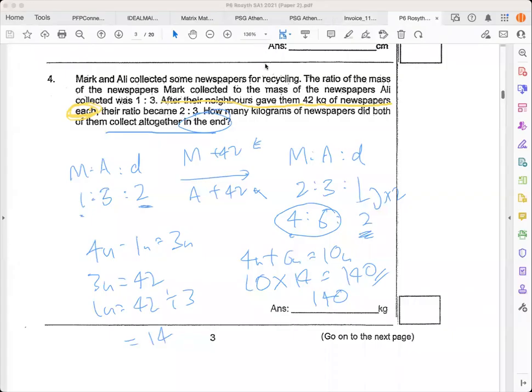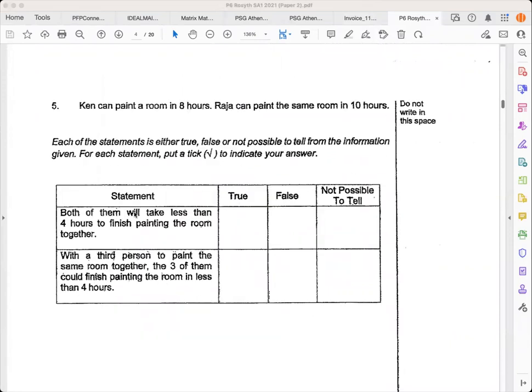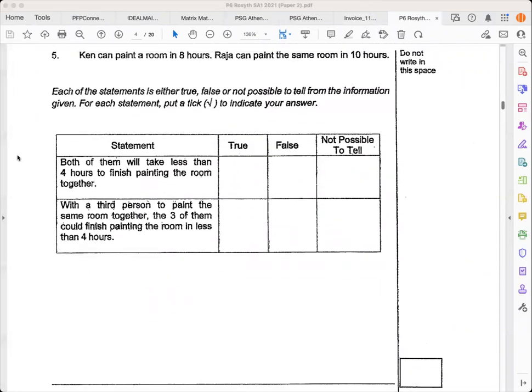Let's continue with question 5. Ken can paint a room in 8 hours. Raja can paint the same room in 10 hours. Each statement can either be true, false, or not possible to tell. The first statement: both of them will take less than 4 hours to finish painting the room together. The first thing we need to do is calculate whether in 4 hours they can finish painting the room together.